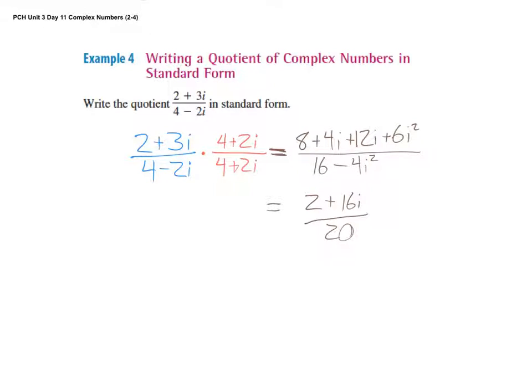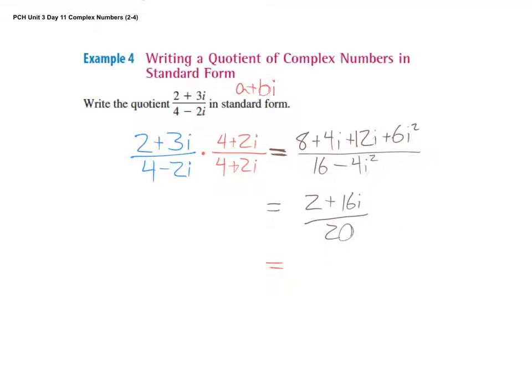We need it in standard form. So remember, standard form is a plus bi. So really, what we need to do is we just need to separate this into a real part and an imaginary part.